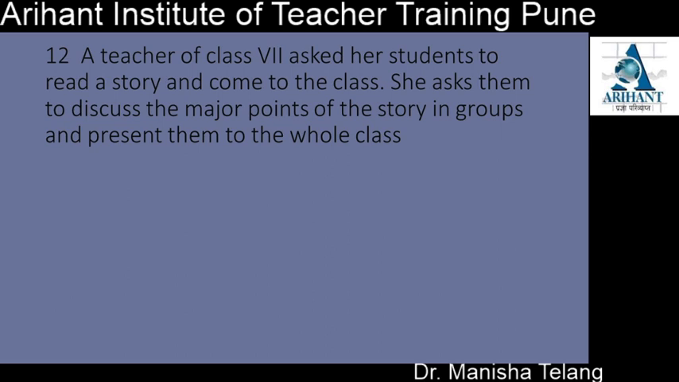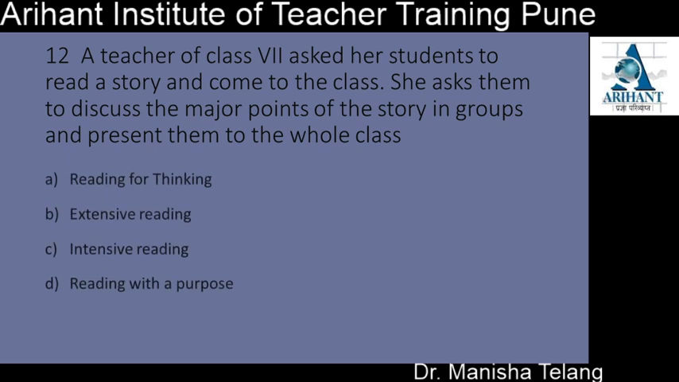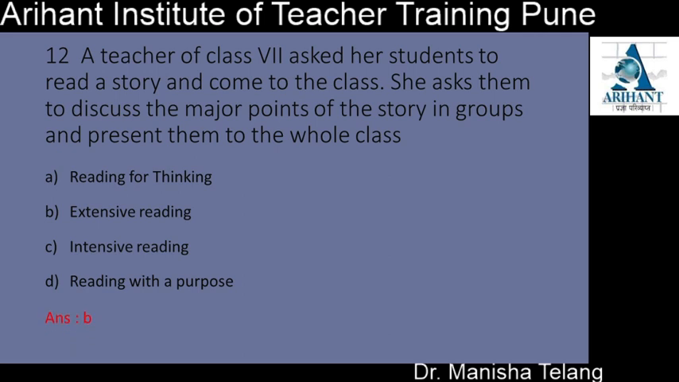A teacher of class 7 asked her students to read a story and come to the class. She asked them to discuss the major points of the story in groups and present them to the whole class. Options are: option A, reading for thinking, option B, extensive reading, option C, intensive reading, option D, reading with a purpose. And the correct option is option B, extensive reading.